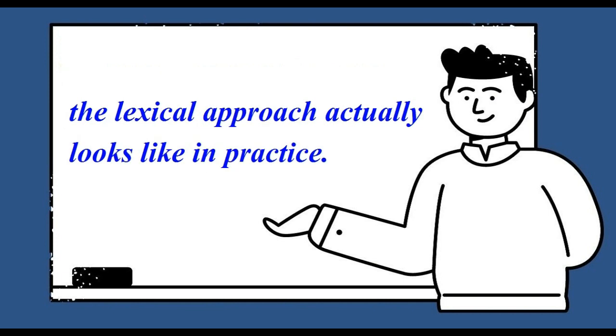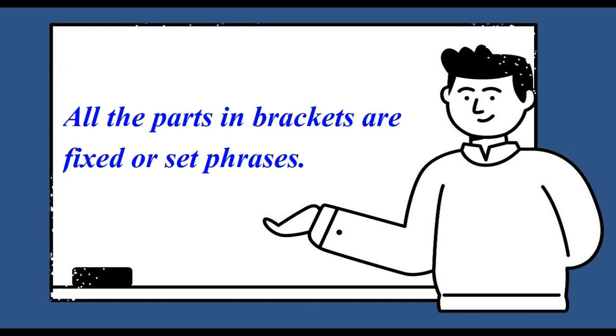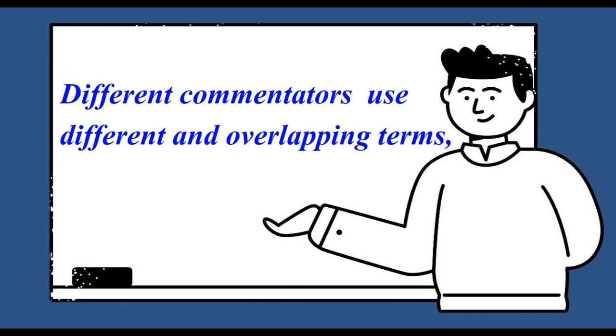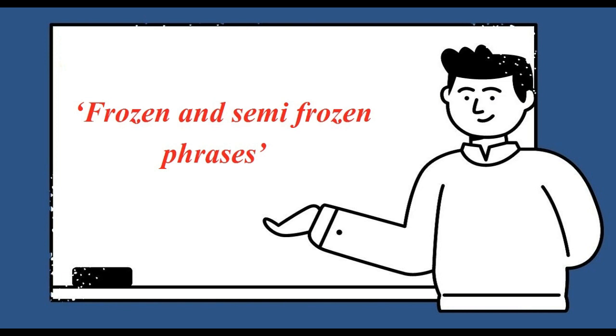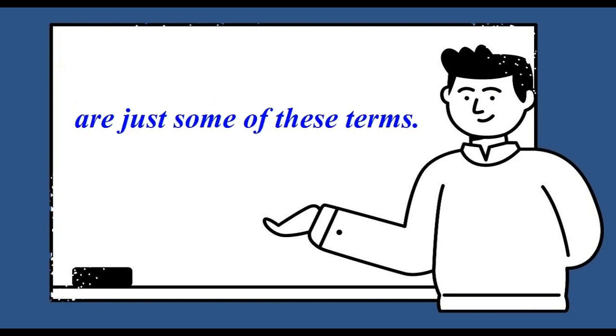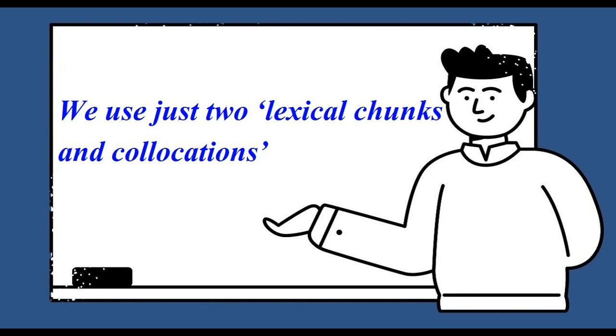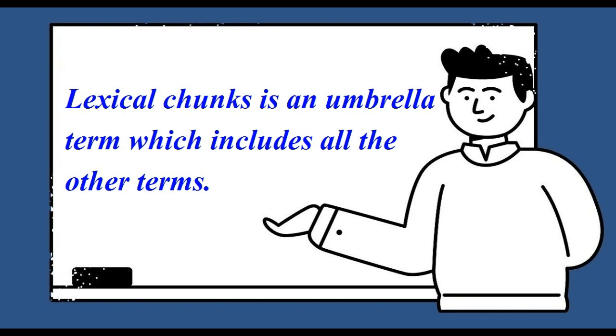All the parts in brackets are fixed or set phrases. Different commentators use different and overlapping terms. Prefabricated phrases, lexical phrases, formulaic phrases, frozen and semi-frozen phrases are just some of these terms. We use just two: lexical chunks and collocations. Lexical chunk is an umbrella term which includes all the other terms.